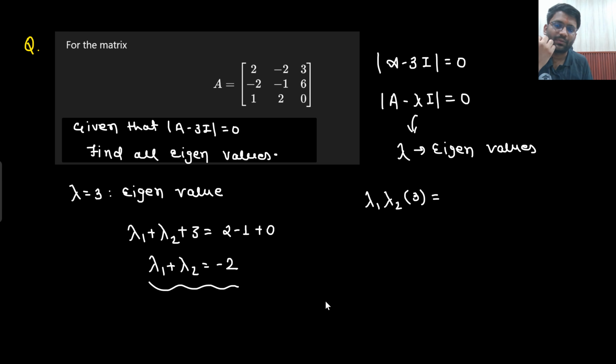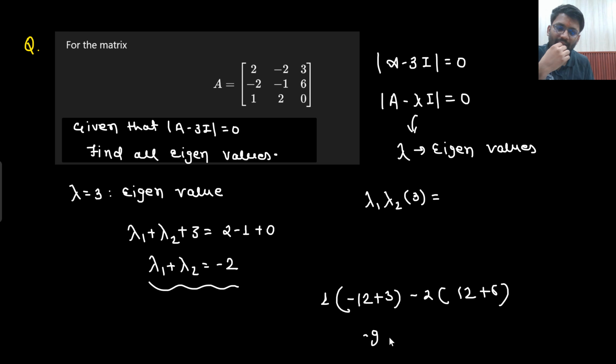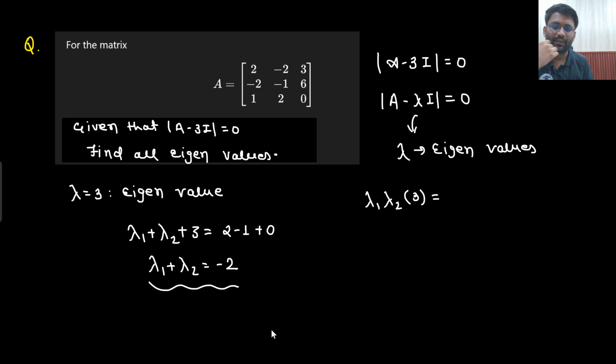So plus minus plus. So 1 minus 12 plus 3. Then minus 2, 12 plus 6. So here I am getting minus 9. Here I am getting 36. So minus 45 I am getting. Minus 45. So lambda 1 into lambda 2 is coming out to be minus 15.